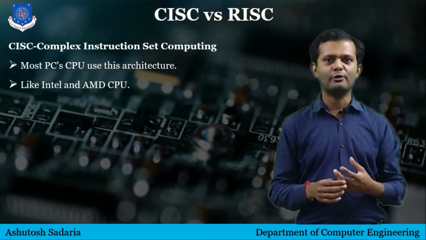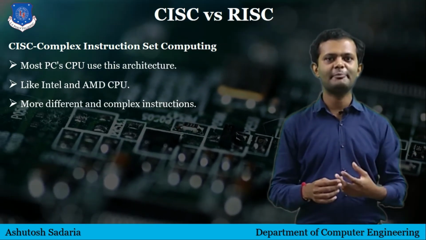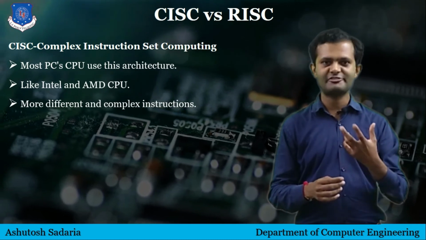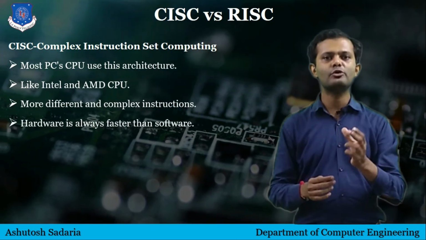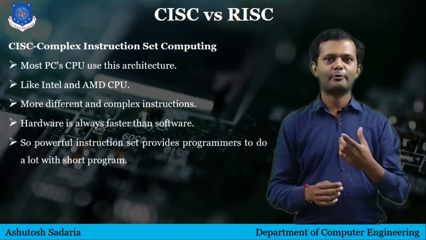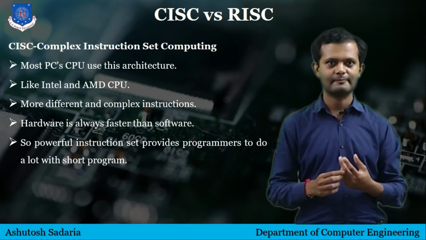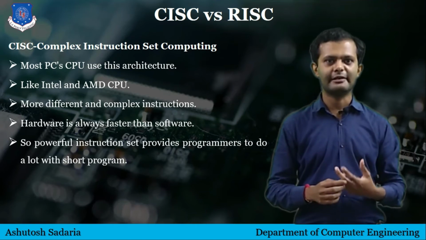Typically, CISC chips have a large amount of different and complex instructions. The philosophy behind it is that hardware is always faster than software. Therefore, one should make a powerful instruction set which provides programmers with assembly instructions to do a lot with short programs. And another is RISC.